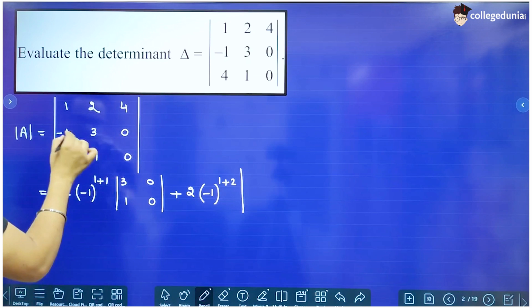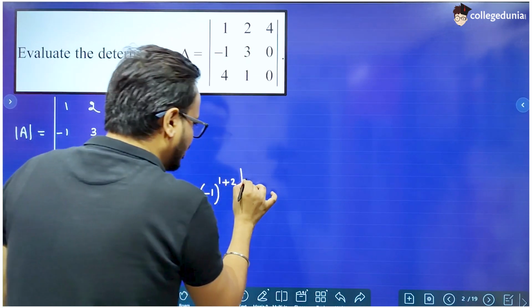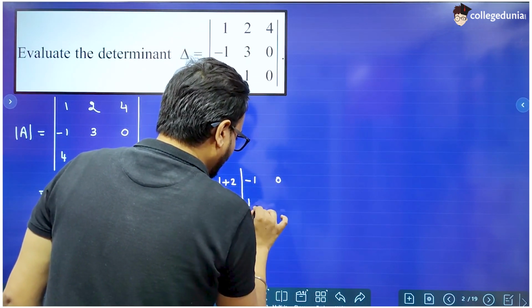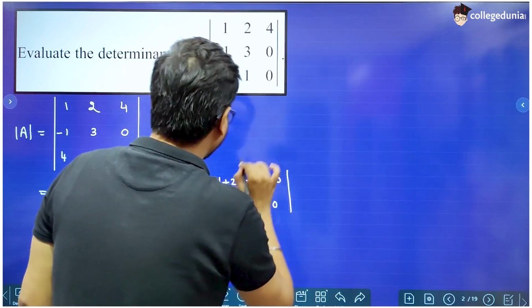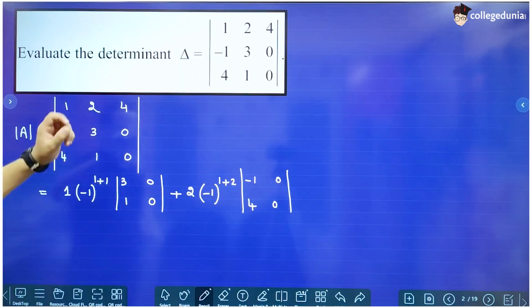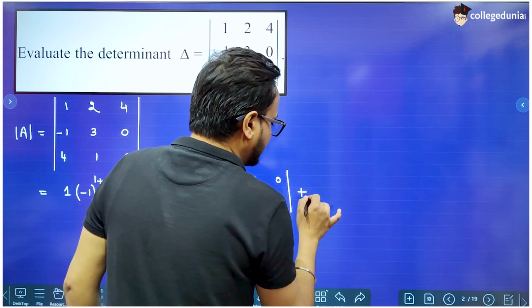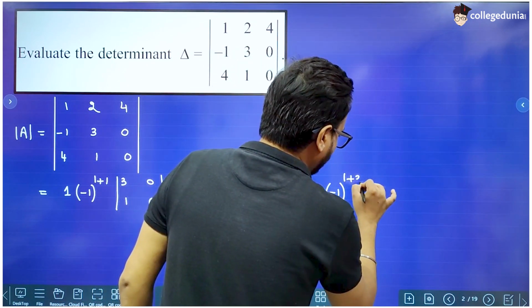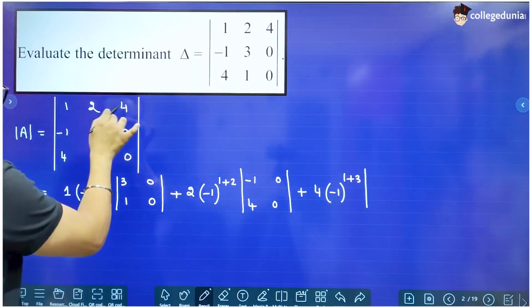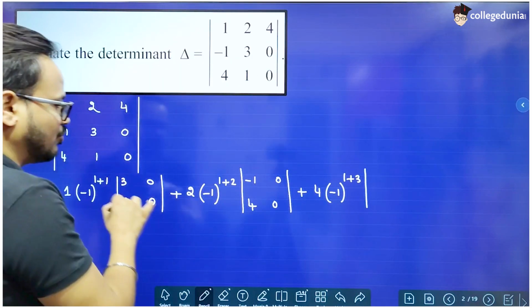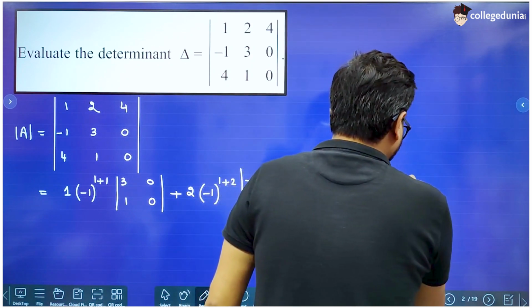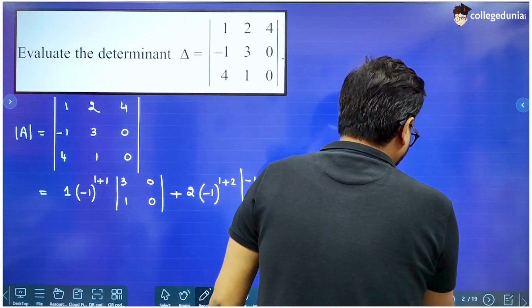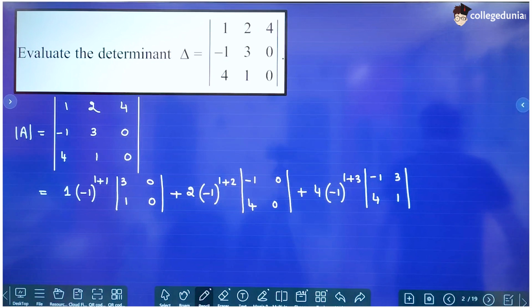Leave this row and this column. Minus 1, 0, 4, 0. And the third one is 4, and the index of 4 is 1, 3. So 4 into minus 1 to the power 1 plus 3. Leave this row and this column. Minus 1, 3, 4, 1. Right? So now we will expand these 2 by 2 determinants.